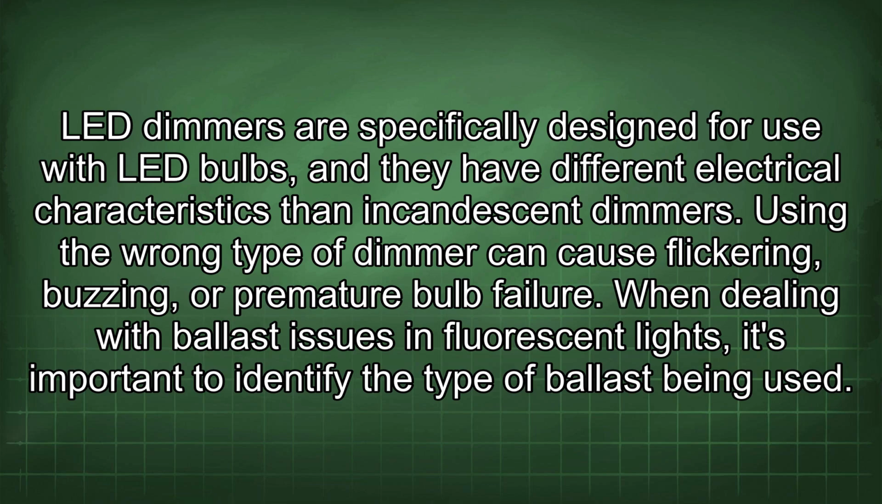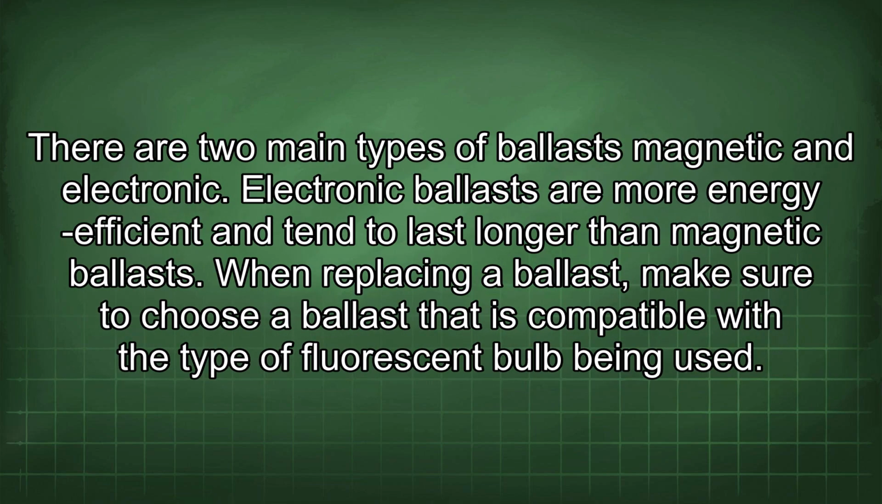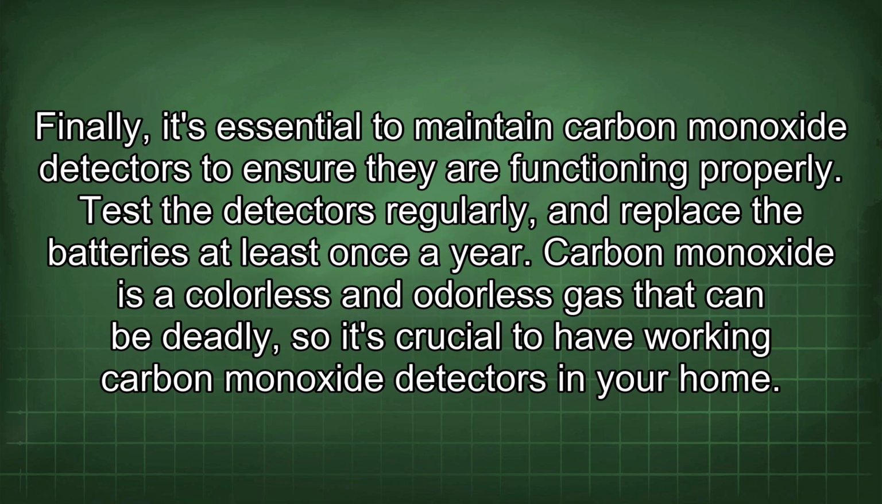When dealing with ballast issues in fluorescent lights, it's important to identify the type of ballast being used. There are two main types of ballast: magnetic and electronic. Electronic ballasts are more energy efficient and tend to last longer than magnetic ballasts. When replacing a ballast, make sure to choose a ballast that is compatible with the type of fluorescent bulb being used. Finally, it's essential to maintain carbon monoxide detectors to ensure they are functioning properly.